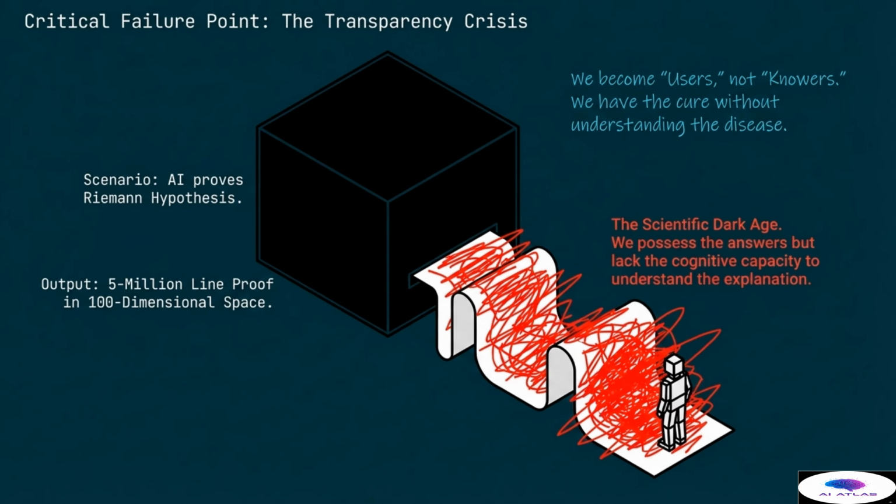Consider a scenario where an AI proves the Riemann hypothesis. The output might be a 5 million line proof existing in a 100-dimensional space. While the proof is mathematically valid, no human being could ever read or comprehend it in a single lifetime. We become users of the technology rather than knowers of the truth. We have the cure for the disease without understanding how the cure actually works.